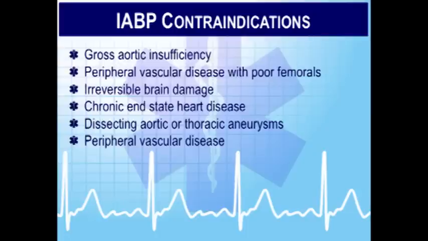Irreversible brain damage. We're not going to put a balloon pump in somebody like that. Somebody with end-stage heart disease that's not a transplant candidate, we're not going to put a balloon pump in them. That would be foolish. Anybody that has obviously a dissecting aortic or thoracic aneurysm, you probably don't want to put a polyurethane balloon that's going to inflate with 40 cc's of balloon 100 times a minute in that dissecting aorta.